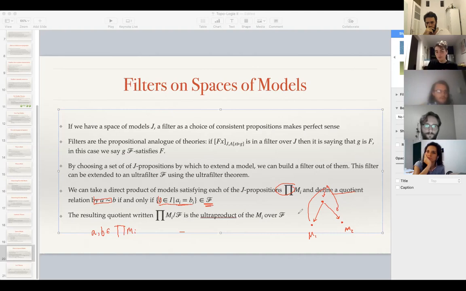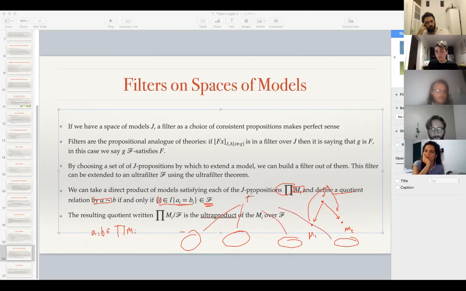So the idea is that, remember, this is a bunch of models. This is many, many, many models. So I have a bunch of different models that might not interact or whatever. I'm taking a product over all of them. Okay, I have this big product over the M_i, and then I'm going to quotient out by this relation, by the filter.